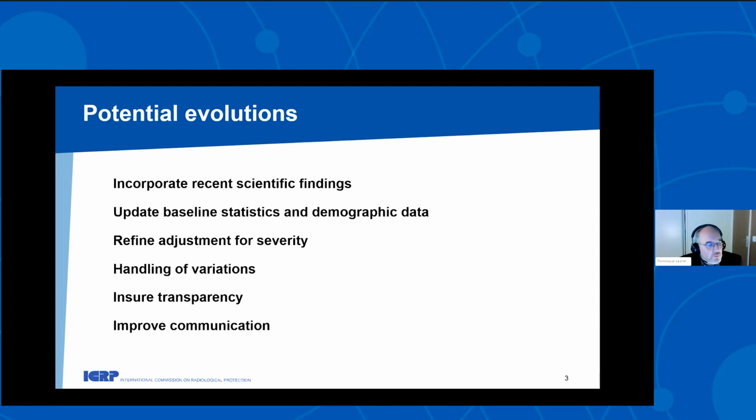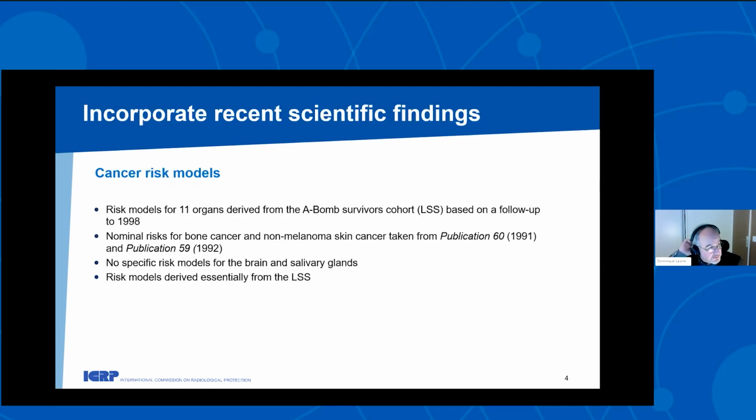In the presentation by Wei Zhang, it has been clear that several factors show large variation of the risk for specific cancer sites, especially age and sex. And the two last ones are to ensure transparency and to improve communication in the calculation and in the use of radiation detriment. So to begin with the first one, the first one is to incorporate recent scientific findings.